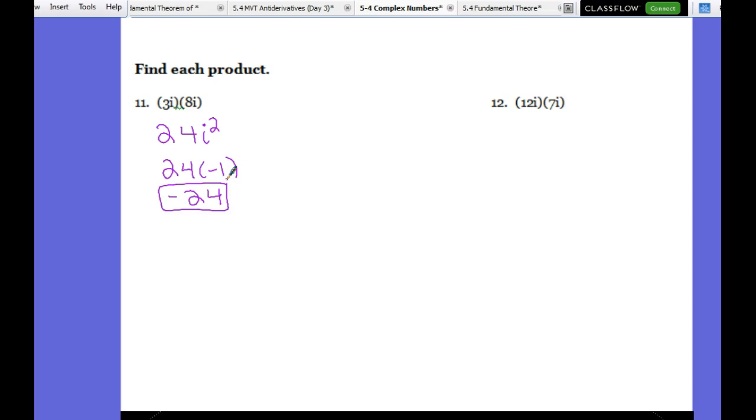12 times 7, i times i is i squared. i squared is negative 1. So this is negative 84.